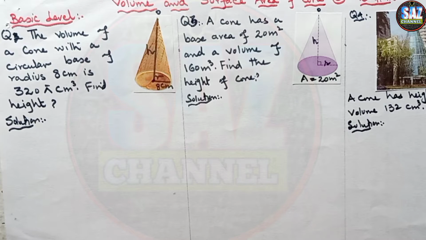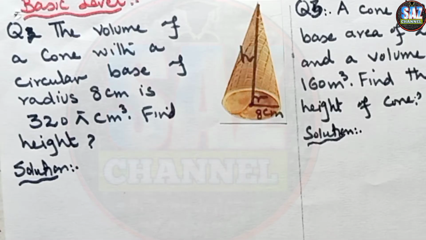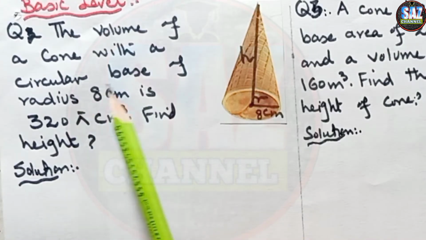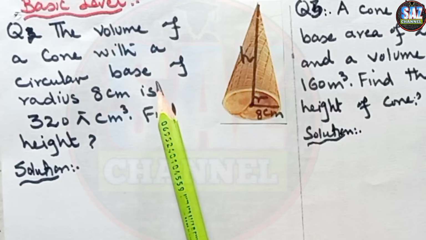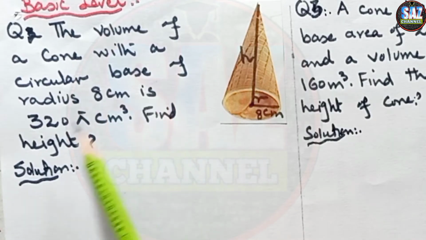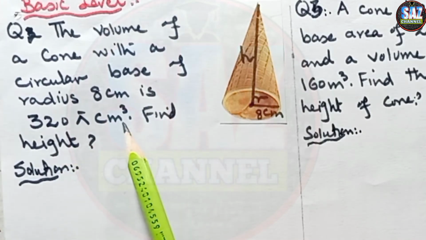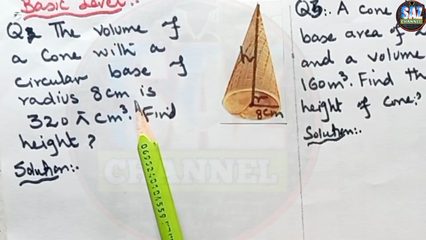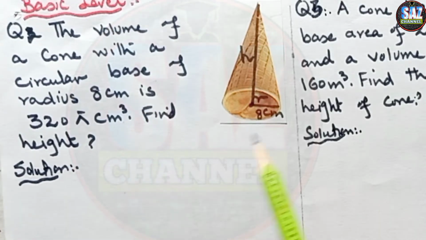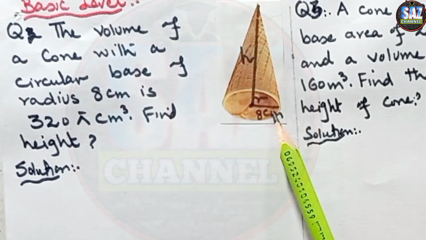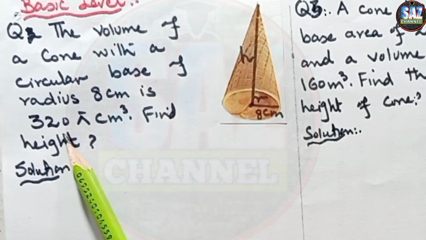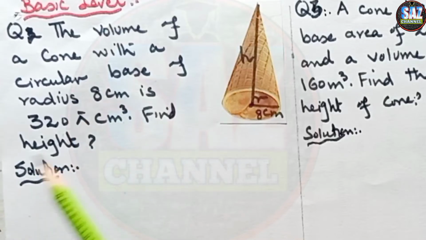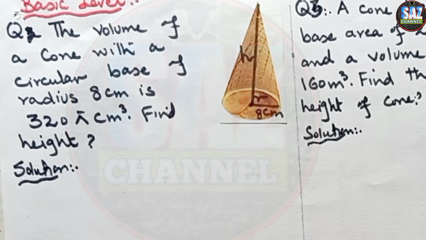Let's move to basic level question number 2, and let me read the question from the book. Question 2 says that the volume of the cone with the circular base of the radius 8 centimeter is 320 pi centimeter cube. Find the height. Question is giving us the information about the base radius, and the calculated volume is given, and with the help of these two informations we have to find the height of the cone.